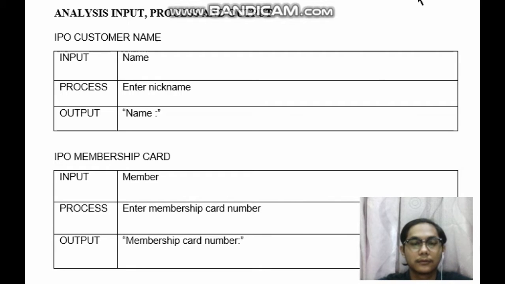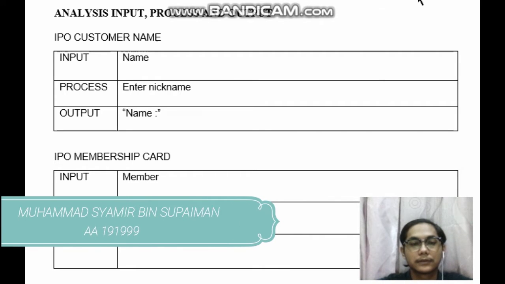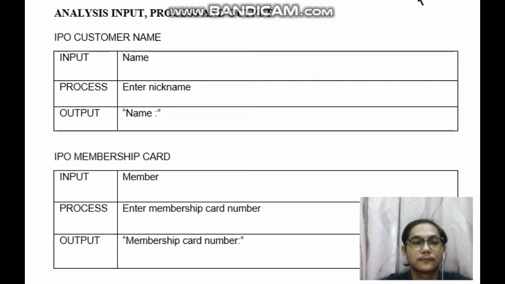Assalamualaikum warahmatullahi wabarakatuh. My name is Muhammad Syamil bin Sulaiman. My matric number is AA191999. Here I'm going to present analysis input, process and output. The short form is IPO, my flowchart for my IPO and my coding for the IPO.